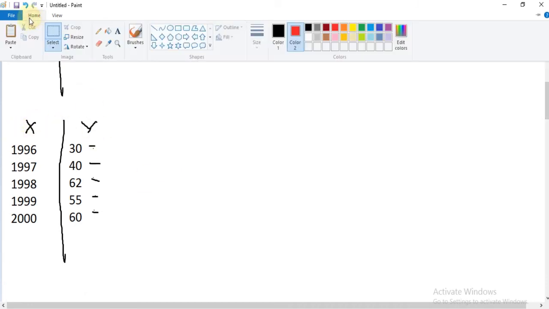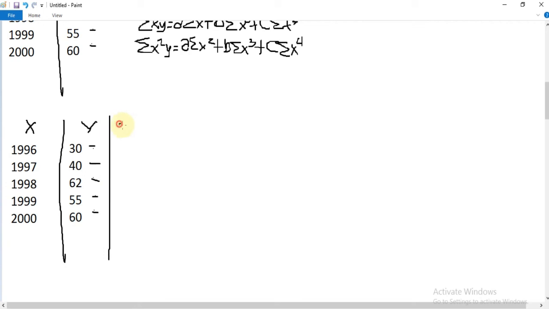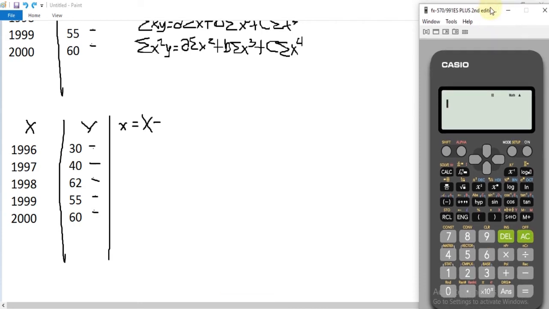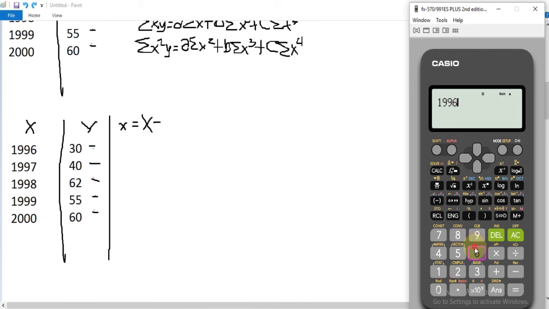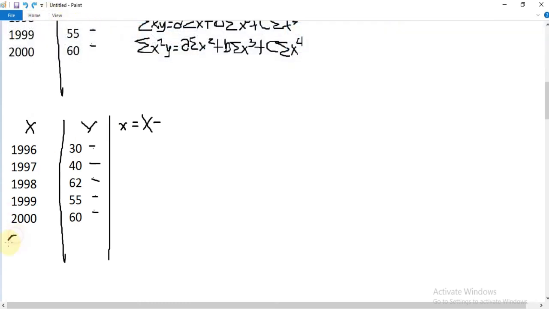Then we put another table, a small table. Small x is equal to big X minus the total. So we will solve it, guys. Using the calculator: 1996 plus 1997 plus 1998 plus 1999 plus 2000. That is 9,990. You divide it by 5.